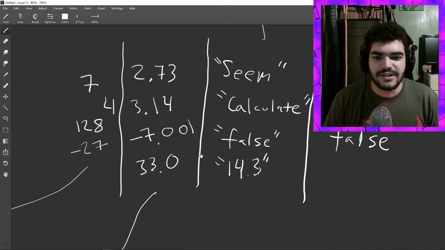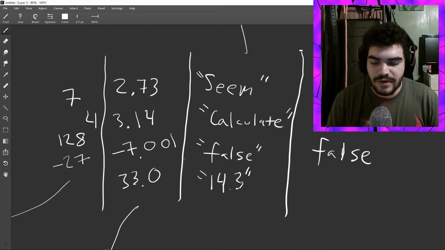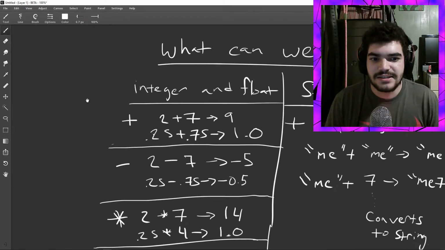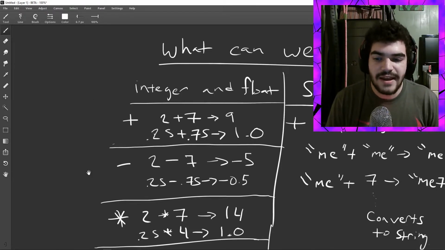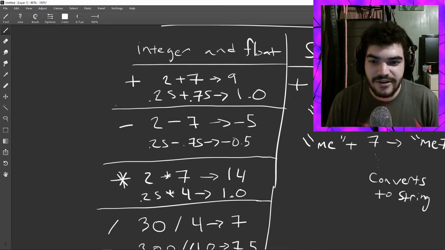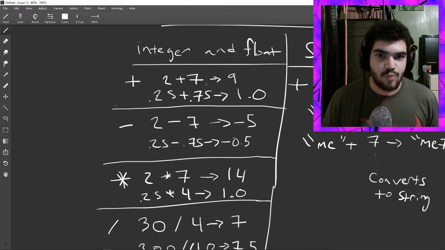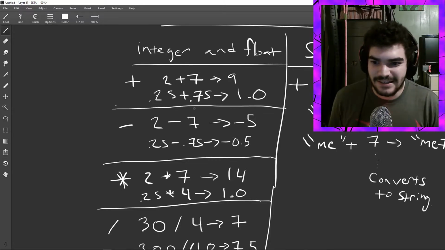With these values, I think it's interesting to see, like, yeah, we can have them, but what can we do with them? So I made a little table over here. We're gonna start with the integers and the floats, and you can do anything that you would imagine you could do with them in math. So you can add them together, like 2 plus 7 is 9, a quarter plus 3/4 is 1.0 because it returns a float, not an integer.